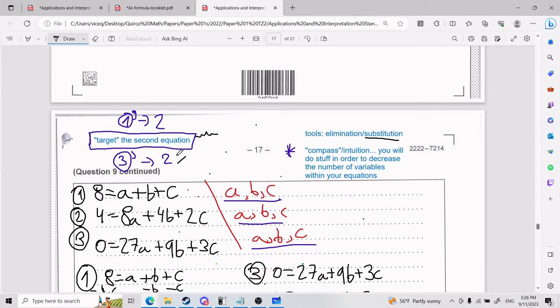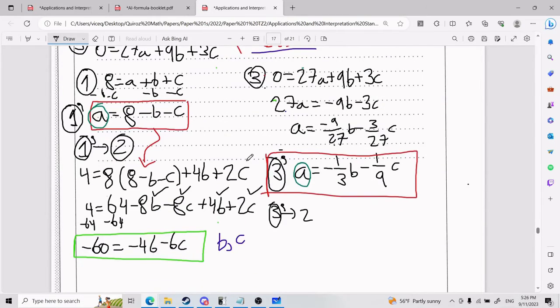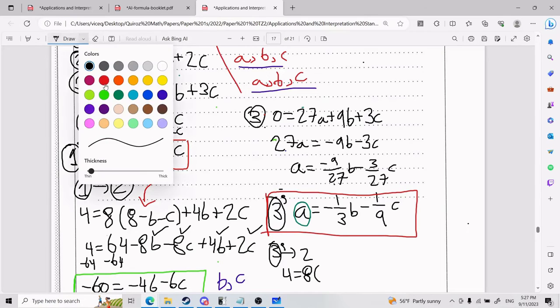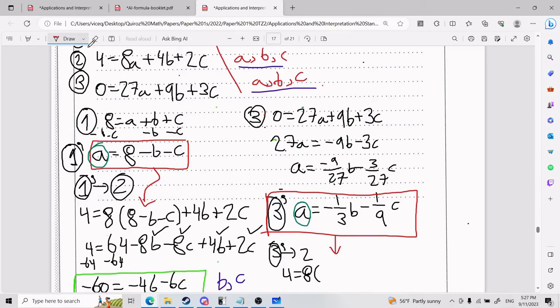See? Right now we're doing the thing on the bottom. We already did the thing on the top. Yep. So we keep targeting the second equation. We plug in 3 prime into the second one. See? The second one up here. So we end up with 4 equals 8 times a. Now because of substitution, a is going to be whatever that is.